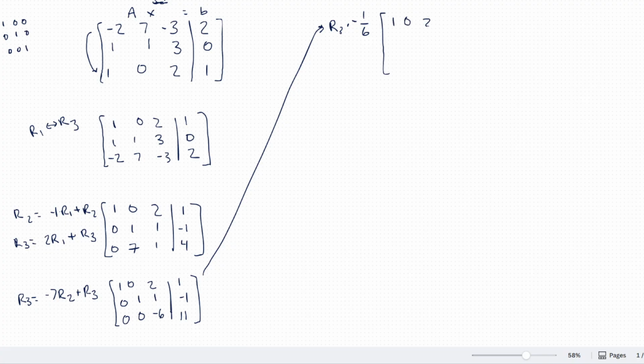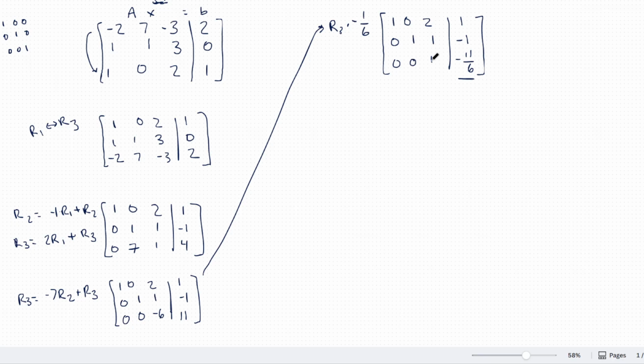And row 1 stays the same. And row 2 stays the same. So we have 0 times negative 1/6 is 0. 0 times negative 1/6 is 0. Negative 6 times negative 1/6 is 1. And then we'll have negative 11 over 6 for our side over here.